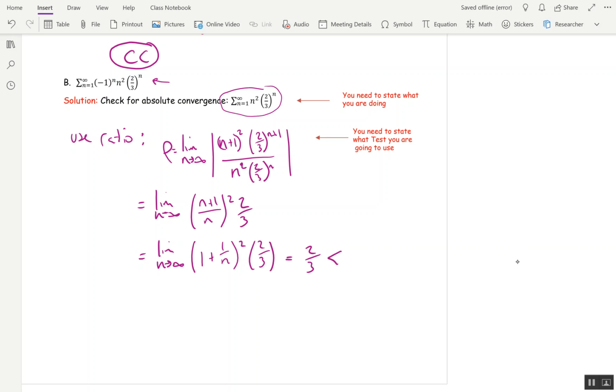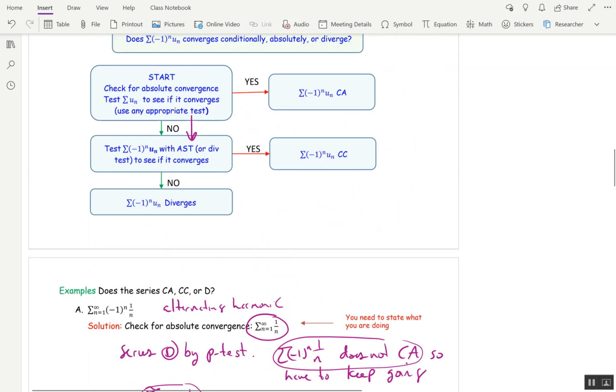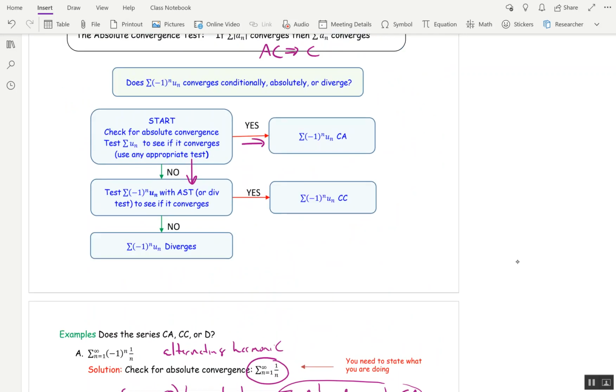2/3 is less than 1, so the series converges absolutely, and there's nothing more to do. I checked for absolute convergence, it converged, and so on the flow chart, I'm done.